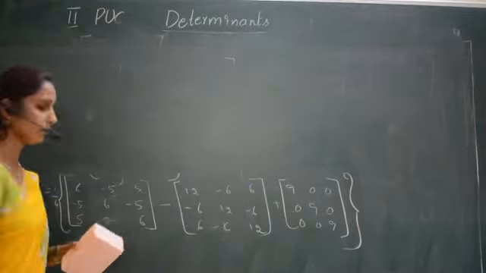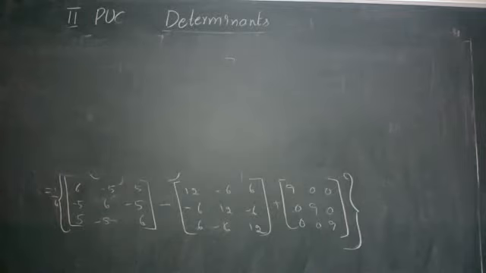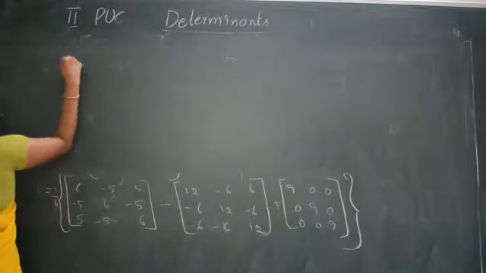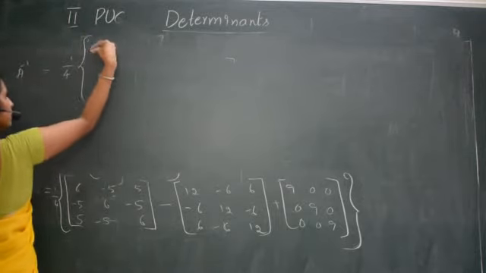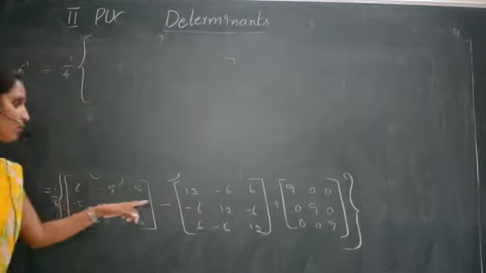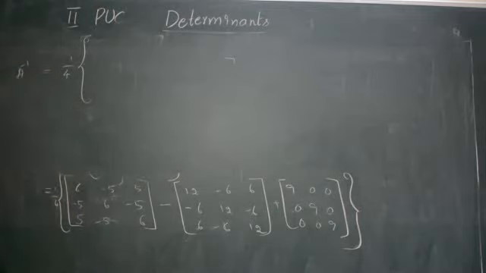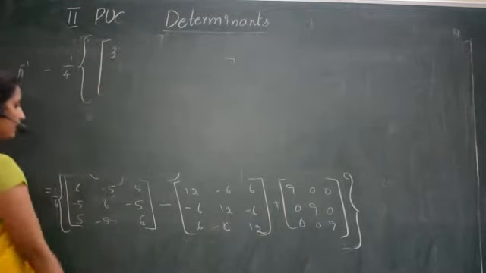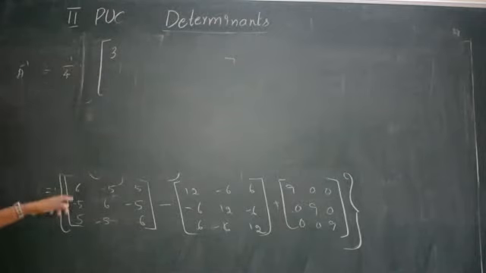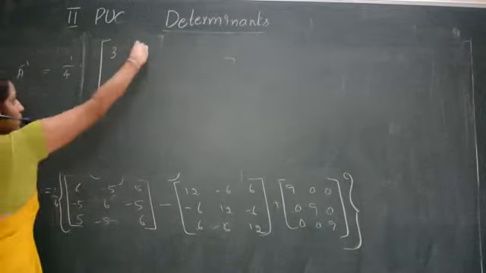So what do we get if we simplify? When it is 1 by 4, this A inverse is 1 by 4 into a matrix: 6 minus 12 is minus 12 plus 9, which is 3. Then minus 5 plus 6 is 1.